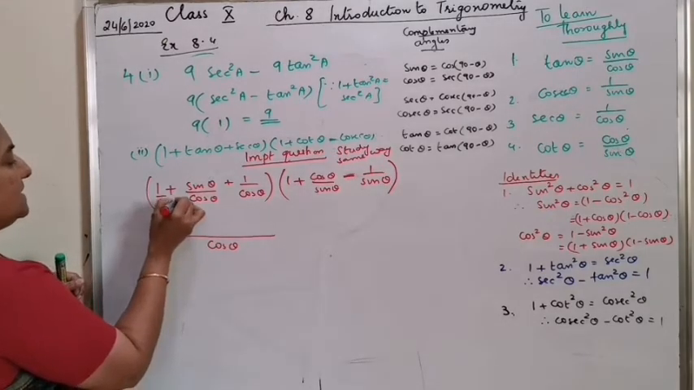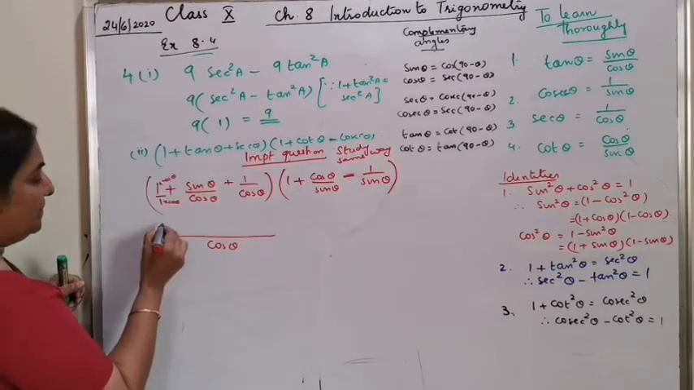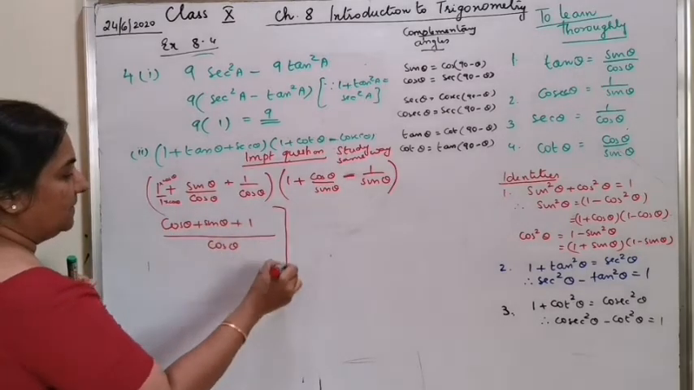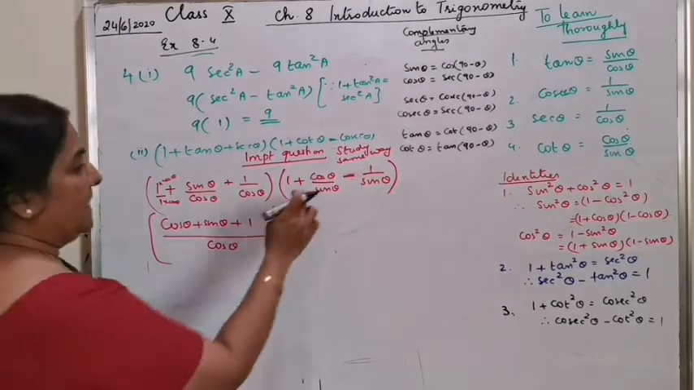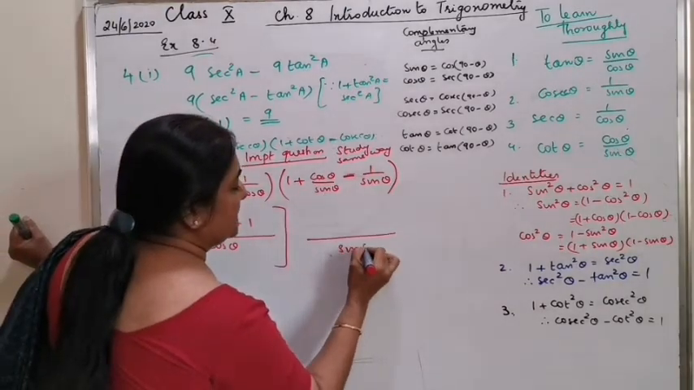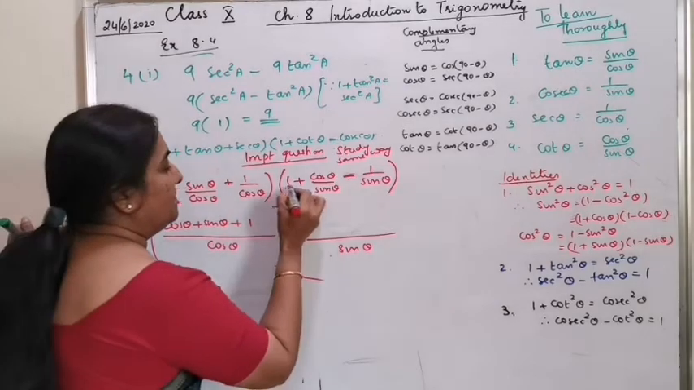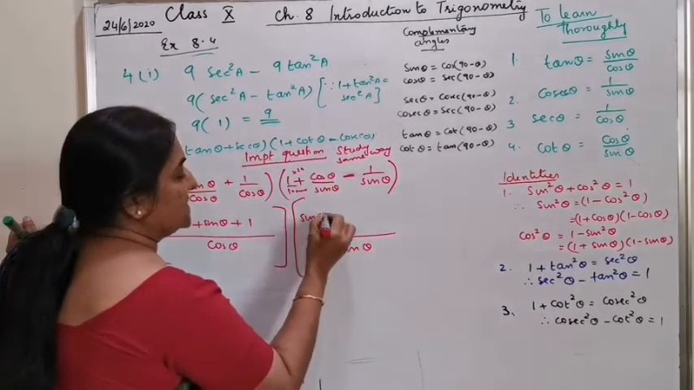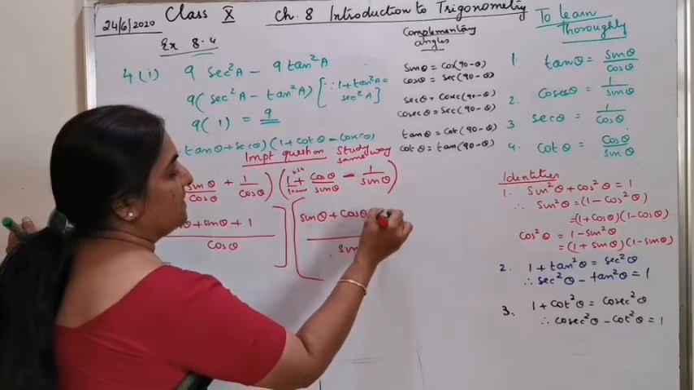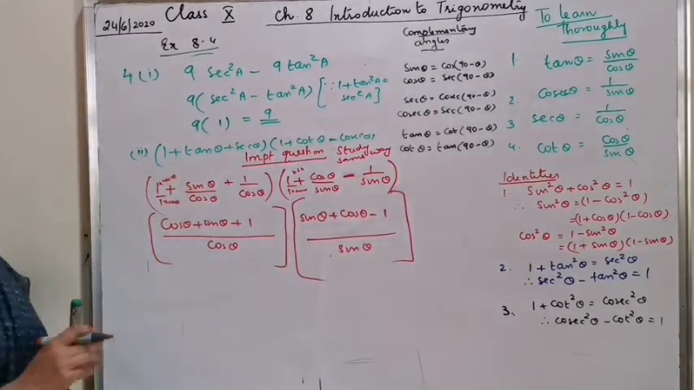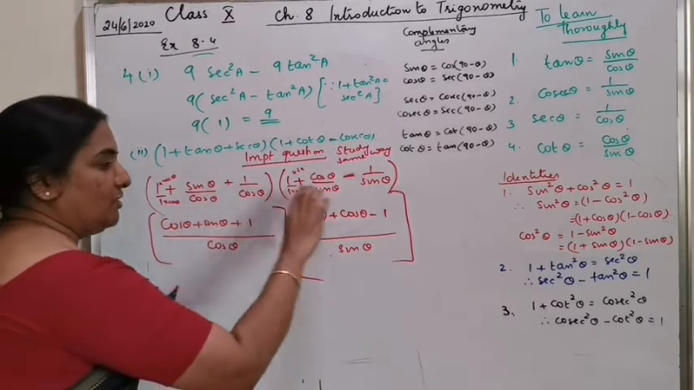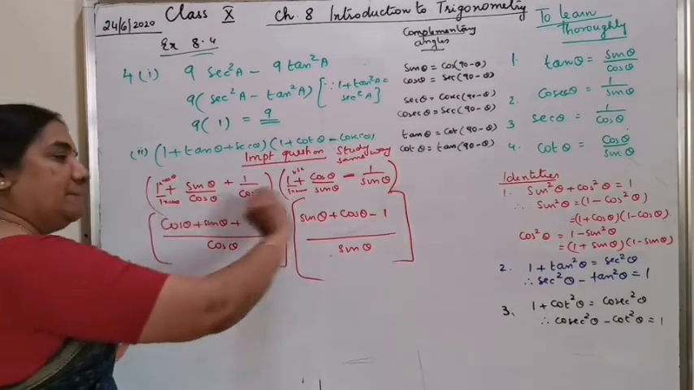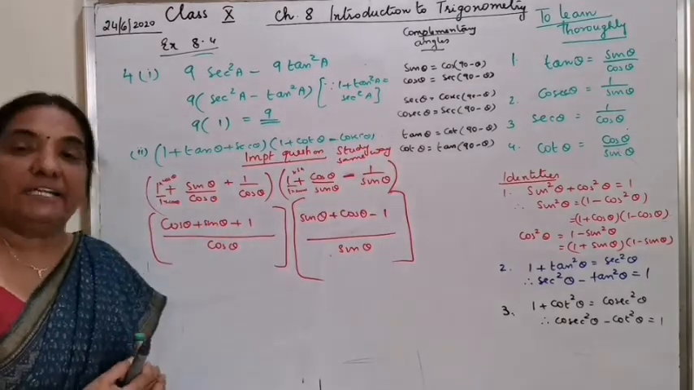So 1 into cos theta is giving you cos theta plus sin theta plus 1. Again, the common LCM is sin theta by 1. That means 1 into sin theta is sin theta plus cos theta minus 1 by sin theta. It is multiplication of fractions. The method is to multiply the numerators and multiply the denominators.